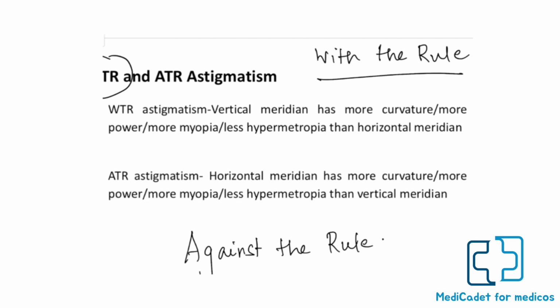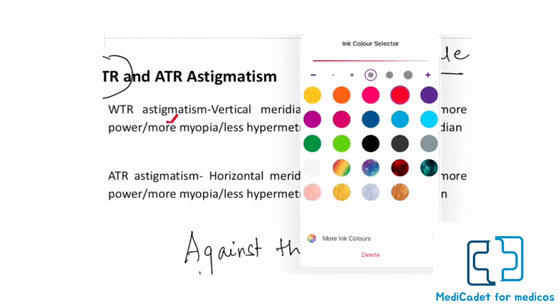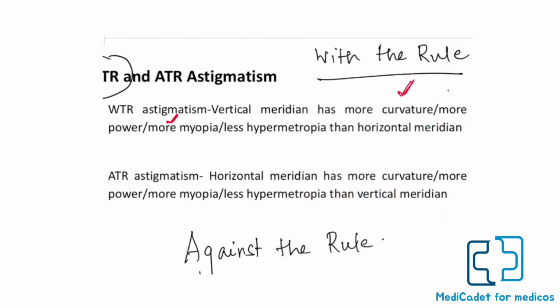The definition of with the rule is that the vertical meridian is more curved, it is more myopic, or it is less hypermetropic than the horizontal. That is what we mean by with the rule. So remember these three things: the vertical axis is more curved, it is more myopic or less hypermetropic than the horizontal. This is what we mean by WTR.